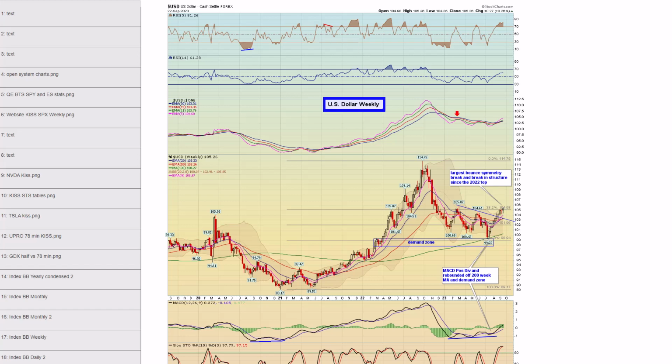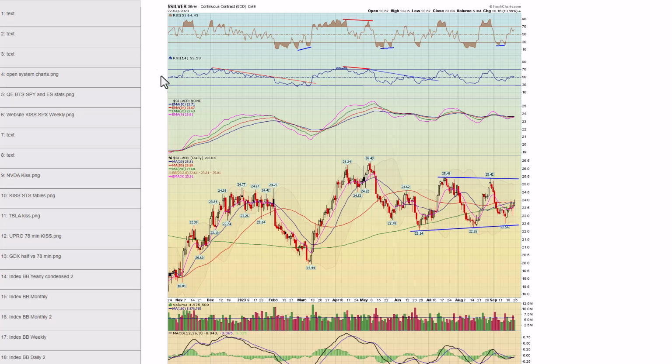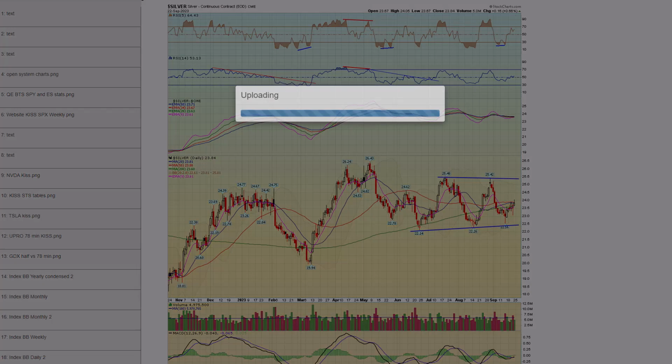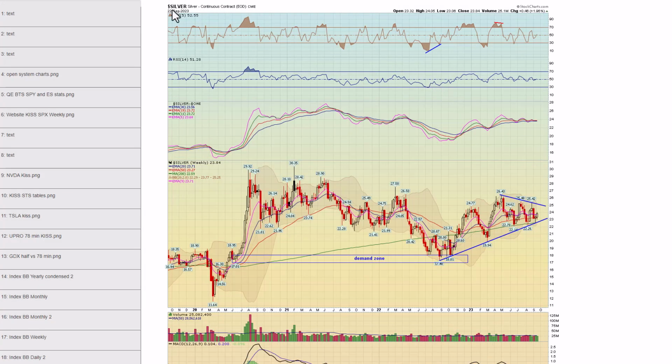Moving on to silver. Here's silver in the daily. It's been just chopping around within this pattern. Quite honestly, the best way to look at silver is this weekly chart. It's really just a weekly coil. Energy's building here.